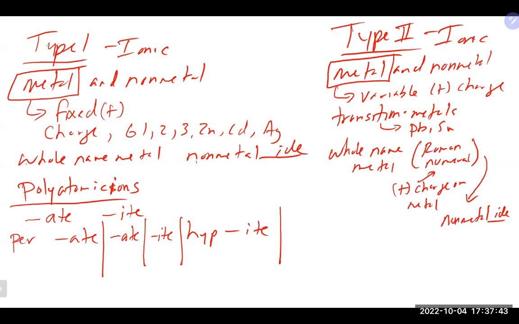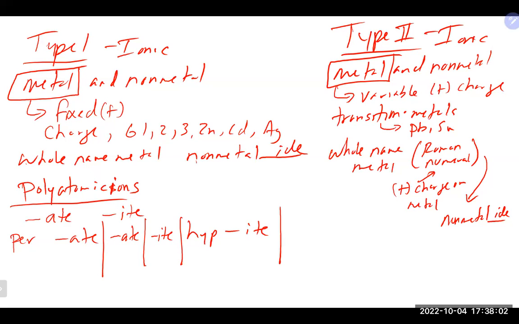In addition, sometimes polyatomic ions put a hydrogen, H plus, in front of them. So for example, hydrogen carbonate, which is also sometimes referred to as bicarbonate. Same thing with sulfate: hydrogen sulfate, also referred to as bisulfate.